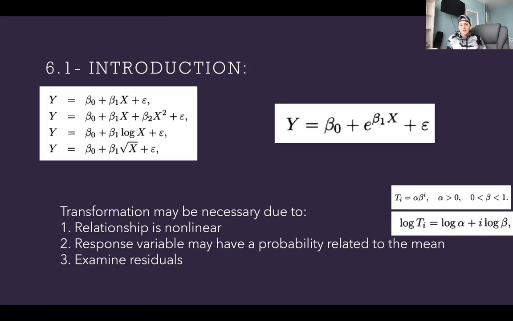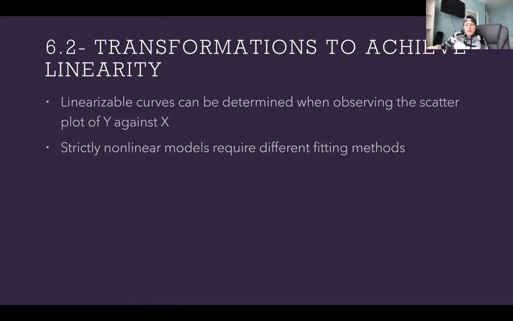The next reason could be that the response variable may have a probability distribution related to the mean. So we can transform the data here to ensure normality and the consistency of error variance. And the last reason is we can examine the residuals and then determine if a transformation needs to be done. So we can examine these residuals by looking at the scatter plot and determine if we need to transform the data or not. So next we're going to move on to section 6.2.